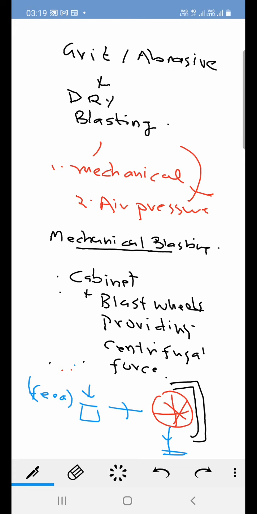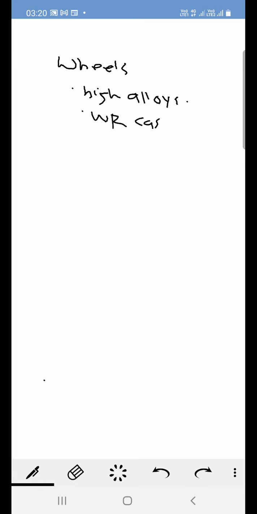Now, talking about the wheels, they are made up of high alloys, and they are wear resistant. Cast iron can also be used, and they can be easily replaced.